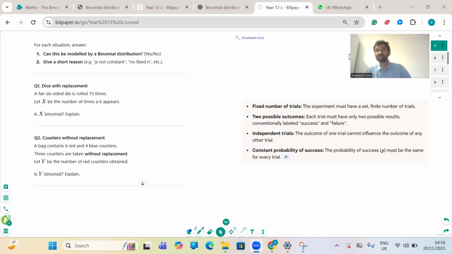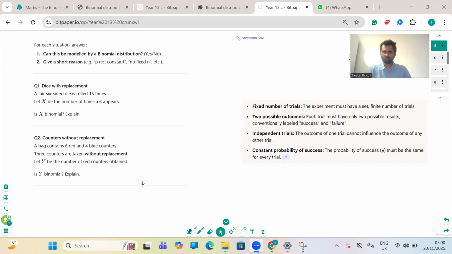Firstly, this can be a very good foundation to understand binomial distribution. Also, it can be a 2-mark question in your exam.